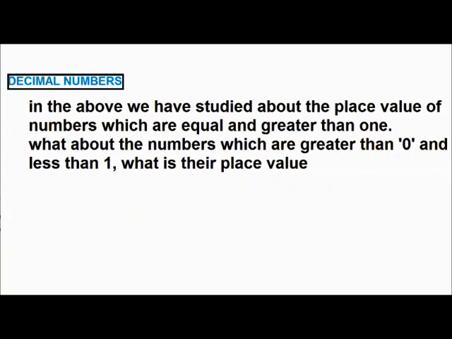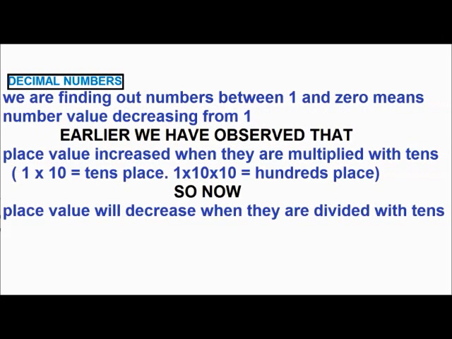So far we studied the place value of numbers which are equal to or greater than 1. What about numbers which are greater than 0 and less than 1? What is their place value? So we are finding numbers between 1 and 0, meaning the number value decreasing from 1. Earlier we observed that place value increased when multiplied with tens. 1 into 10 is equal to tens place, 1 into 2 tens is equal to hundreds place. So now place value will decrease when divided by tens.